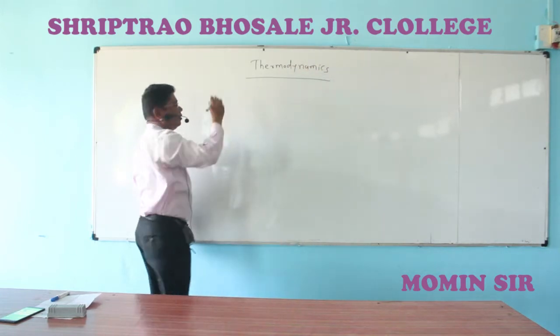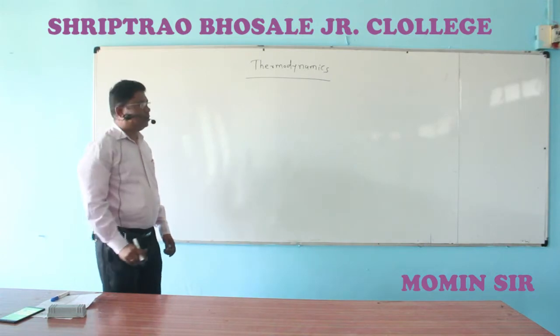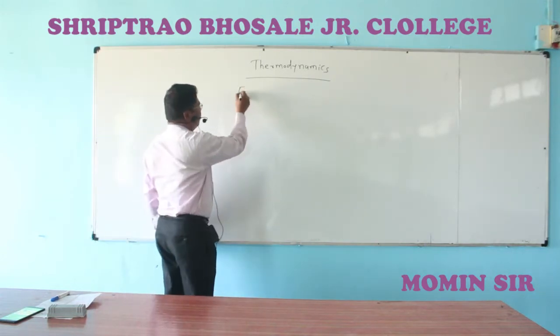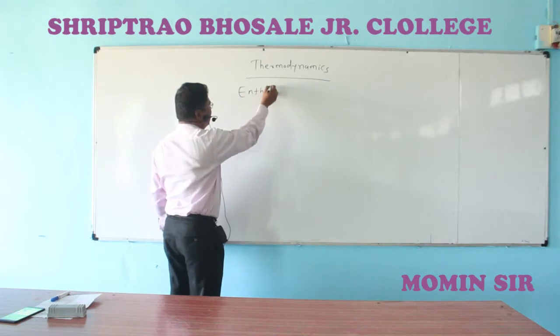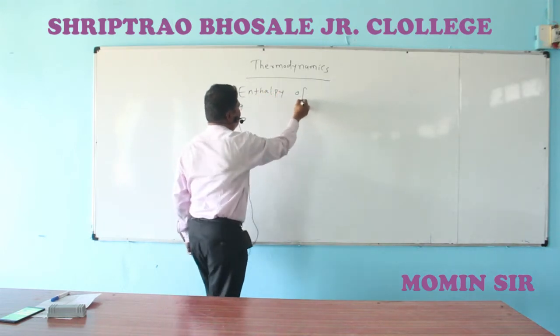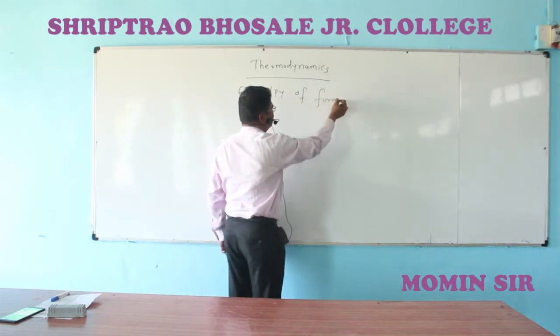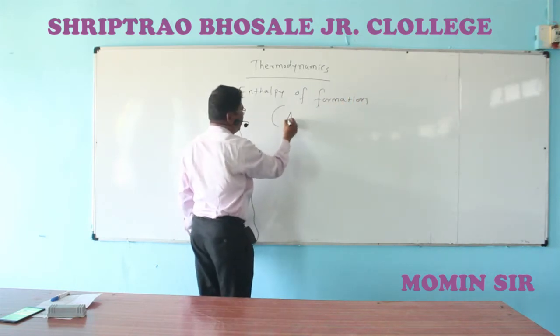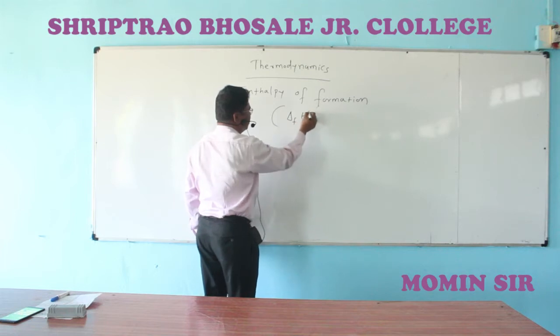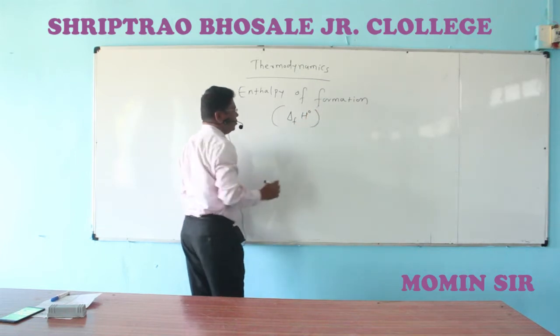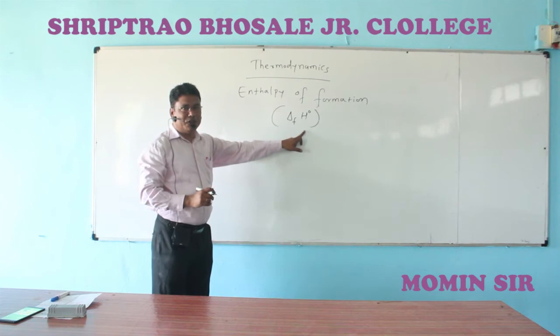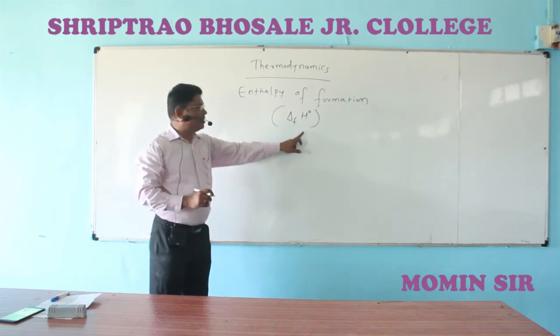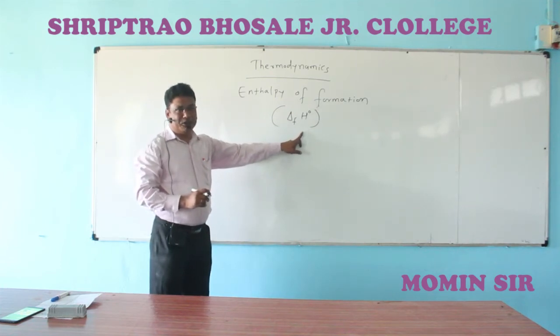First of all, thermodynamics. From this chapter, we want to study the definition of enthalpy of formation. It is denoted as delta H formation, here delta H 0 formation, which means standard enthalpy of formation.